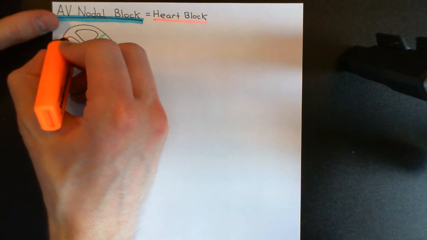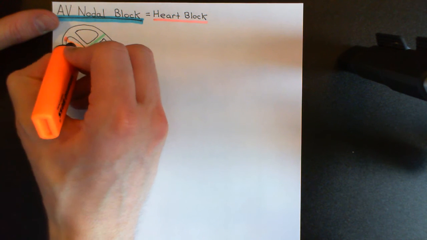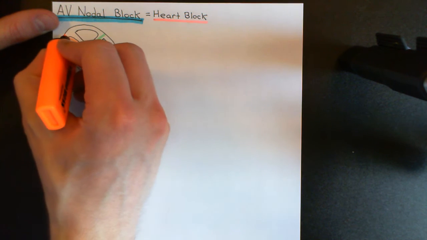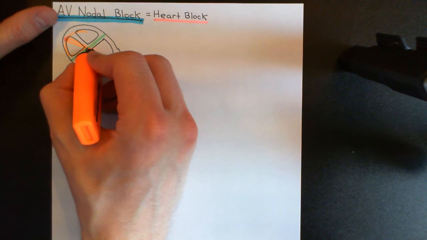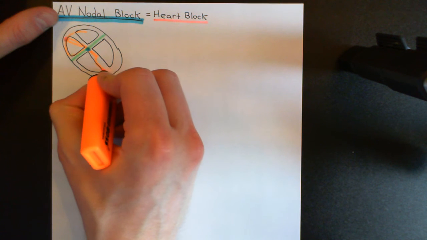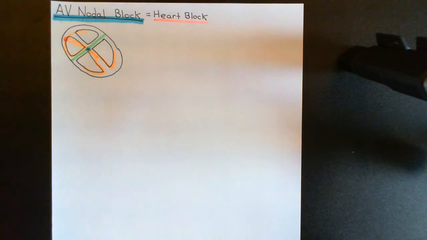And then let's put on the internodal conduction pathways, the anterior one, the middle one, and then the posterior one, and then we'll have the interatrial conduction pathway. Let's also add on the ventricular conduction system, so the bundle of His, then the right bundle branch here, and then the left bundle branch in orange as well.